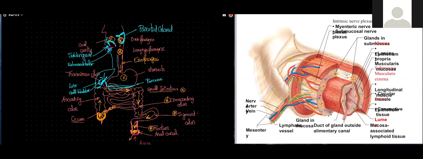Looking here at the internal structure of the gastrointestinal tract, the different layers of the gastrointestinal tract. General structure, we've got an innermost layer. This is called the mucosa.